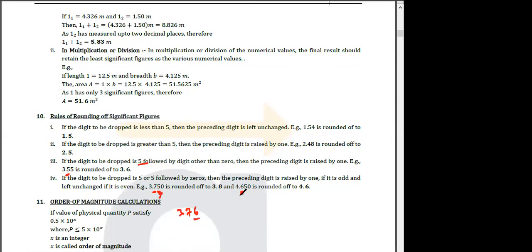But if we have an even number, so it will be what? 4.6 only. Got it? Yes or no? So if you have to round this off till two decimal digits, that will be what? 3.8. I hope all of you understood now. Yes or no? Clear? I guess all the concept is cleared now.